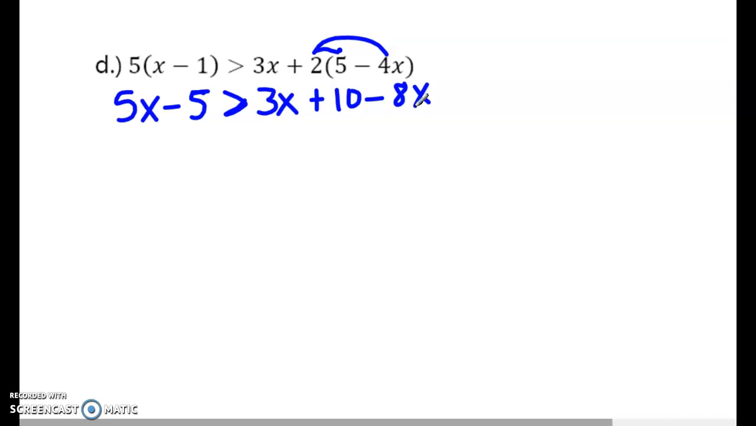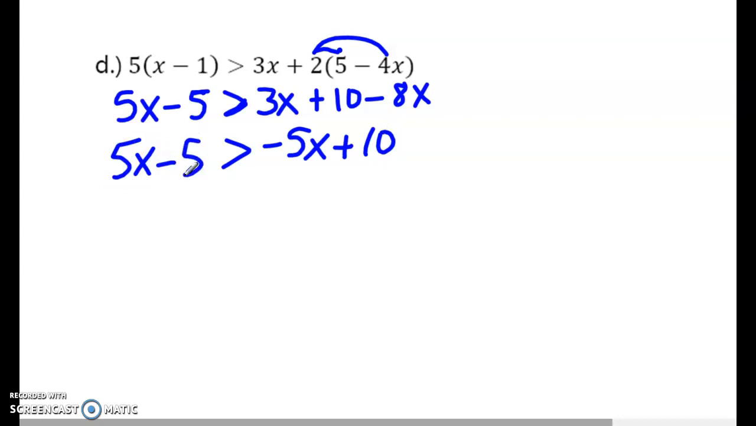Okay, on the left, I'm going to leave that alone, but on the right, I can combine some like terms. I have 2 terms that have x with it. I have 3x and a -8x, so I'm going to put those together. 3x minus 8x is a -5x, and I'm going to put that first. So on the right, I have a -5x plus 10. On the left, I have 5x minus 5. Of course, I could write that as 10 minus 5x on the right. That's okay as well. I like to have my variables on the left, so I'm going to move that 5x on the right.